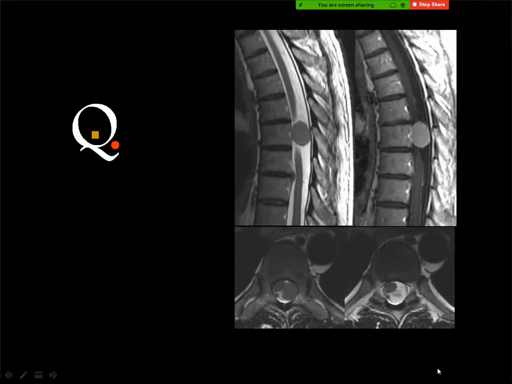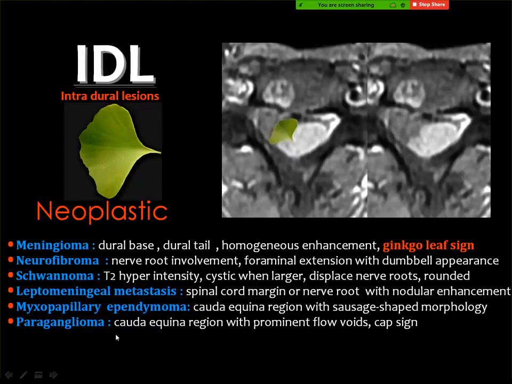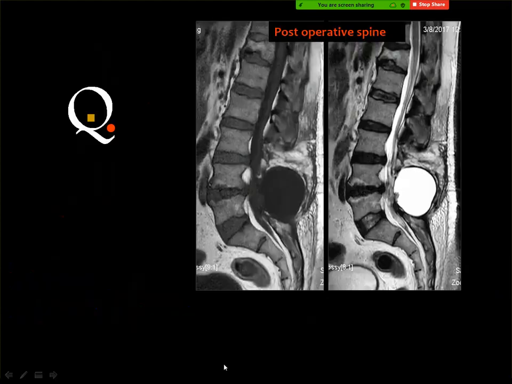Meningioma. Okay, and this is once more the classic appearance of a meningioma with homogeneous enhancement. And I repeat once more the differential diagnosis of neoplastic intradural lesions: meningioma, neurofibroma, schwannoma, leptomeningeal drop metastasis, myxopapillary ependymoma, and paraganglioma. Next case.